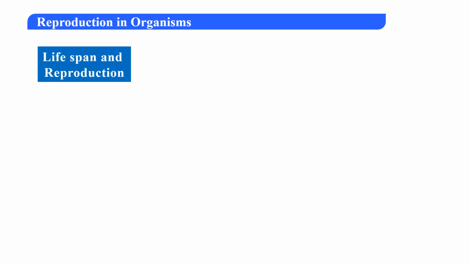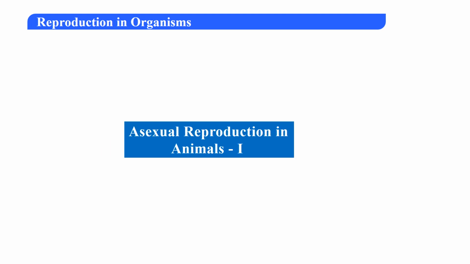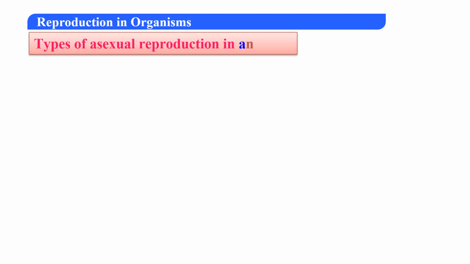So we are done with lifespan and reproduction. Now let us start with asexual reproduction in animals. Asexual reproduction. Types of asexual reproduction in animals. Here are a few types of asexual reproduction.